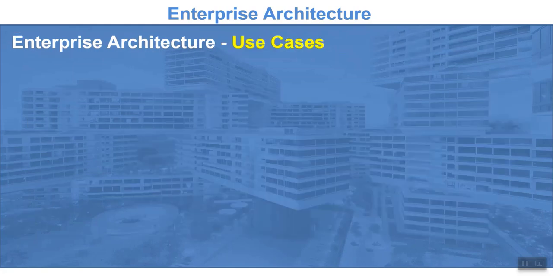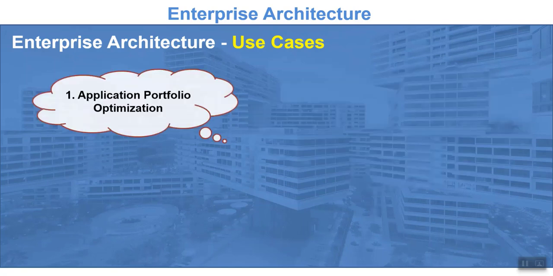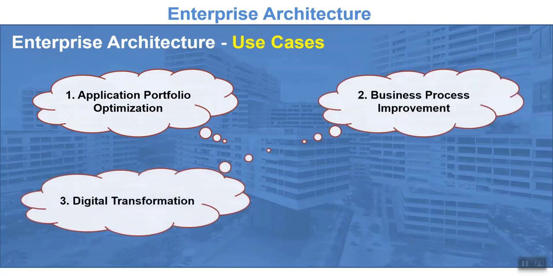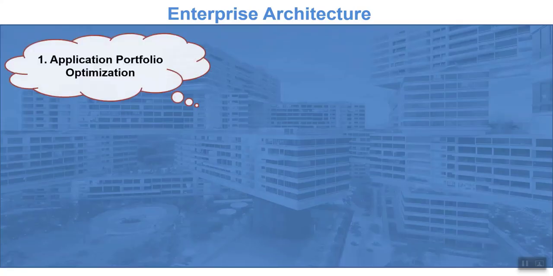Now we'll move to enterprise architecture use cases. Use cases explain situations where enterprise architecture can be applied to deliver business value. In this video, I'll be covering 4 use cases: application portfolio optimization, business process improvement, digital transformation, and infrastructure management. Our first use case is about application portfolio optimization. In this use case, we try to make sure that we are spending on the applications that deliver value to the organization. Otherwise, we need to adjust our applications portfolio.